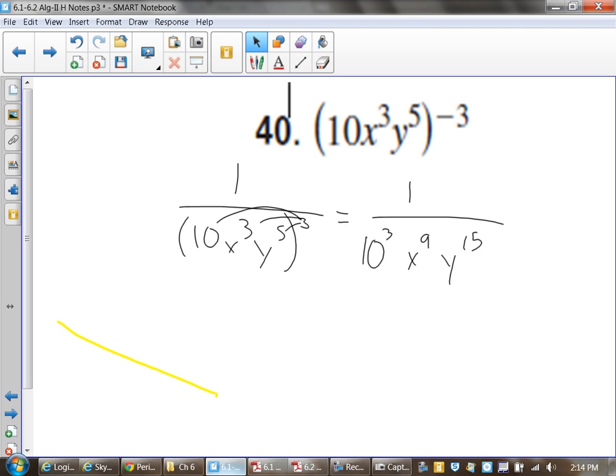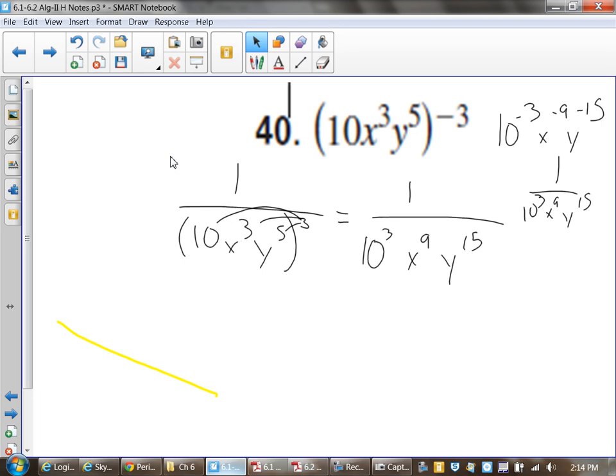If you distributed first and you wrote 10 to the negative third, x to the negative 9, y to the negative 15, now none of those are happy. So you get 1 over 10 cubed, x to the 9, y to the 15. All I'm doing is, since it's all junk that's not happy, I made it all happy first. That's when it's up top and then you put it down.